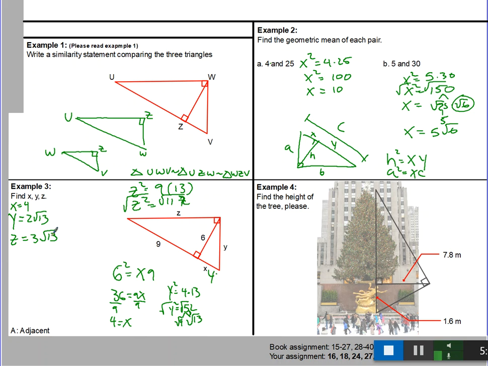Finally, let's find the height of the Rockefeller Christmas tree, which is clearly this distance right here. Well, we know this is 1.6. We know this is 7.8. So we know that, well, what do we know? Well, we could find this side length using the Pythagorean theorem.